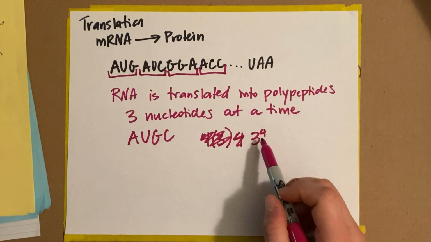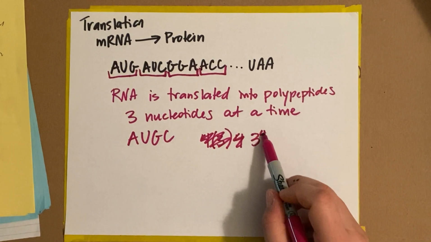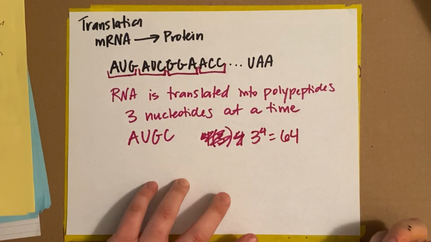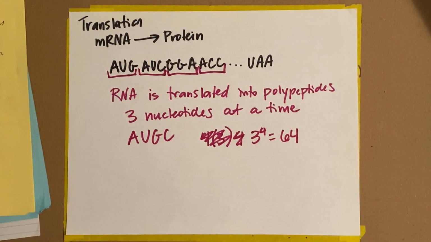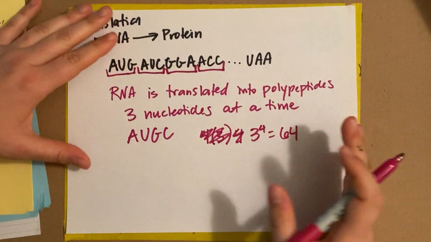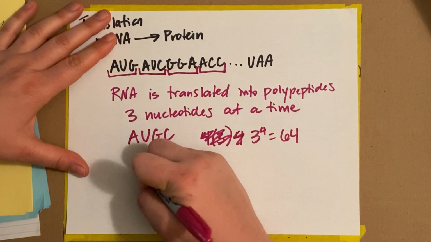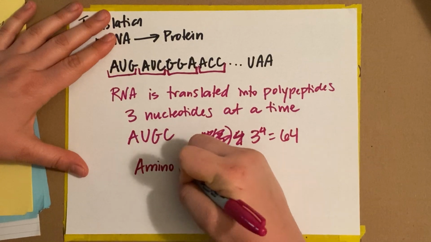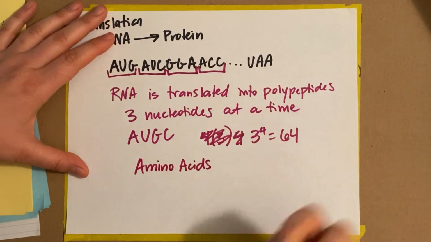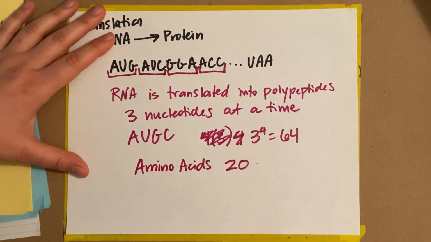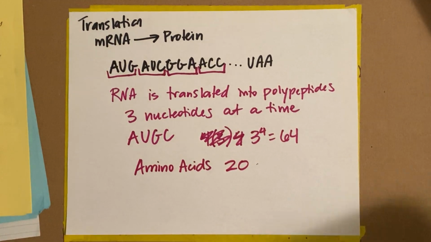So you have 3 letters, and there are 4 different possible letters. So you're going to have 64 different combinations of these letter codes. And if you remember correctly, what are polypeptides made out of? Well, they're made out of amino acids. And if you remember, we have 20 amino acids.